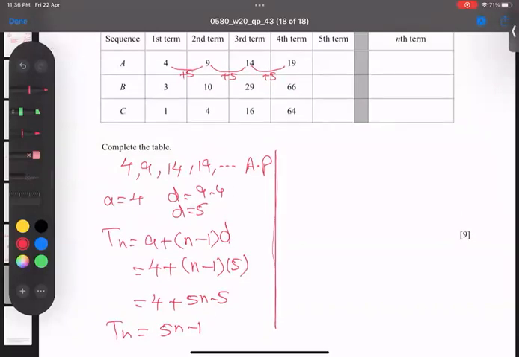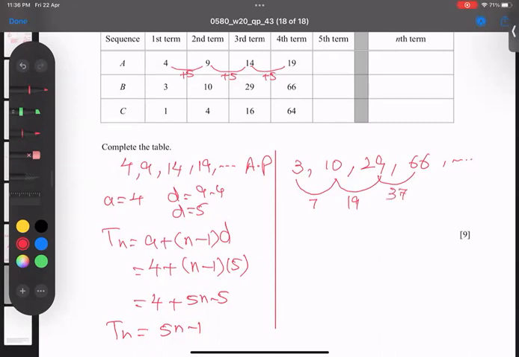Let's go for the next one. The next one is the B sequence. B sequence is 3, 10, 29, 66, and so on. Okay, first I check it here. We have 7, plus 7. And here I check it: 29 minus 10 becomes 19. And subtract 29 from 66, it becomes 37.